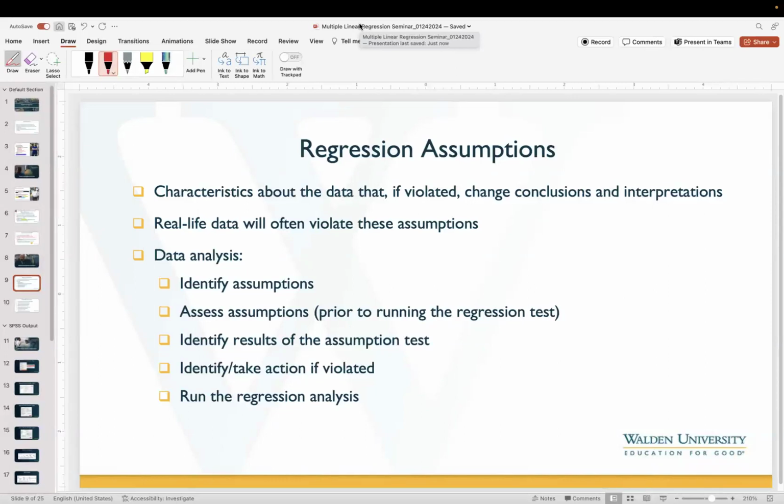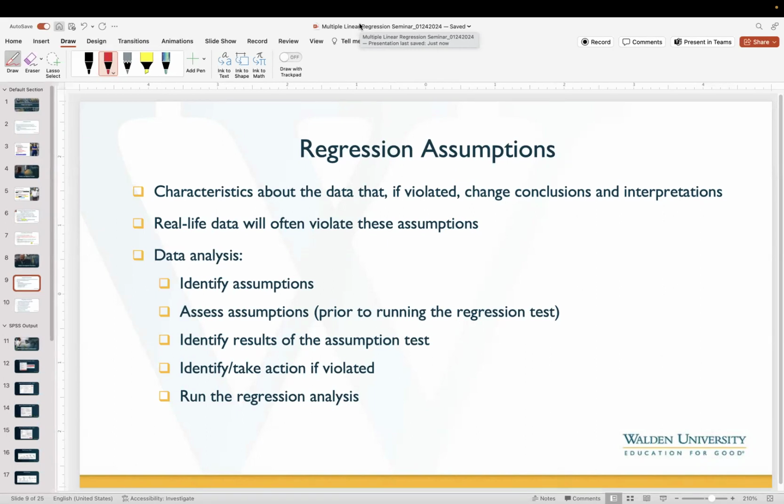And what do I mean by data assumptions? These are characteristics about that data that, if they are violated, or if the data doesn't meet these characteristics, this changes your conclusions. It changes your interpretations. As a matter of fact, we may not have any trust or any faith in the outputs. So in any statistical analysis, again, parametric tests, we have to test assumptions.